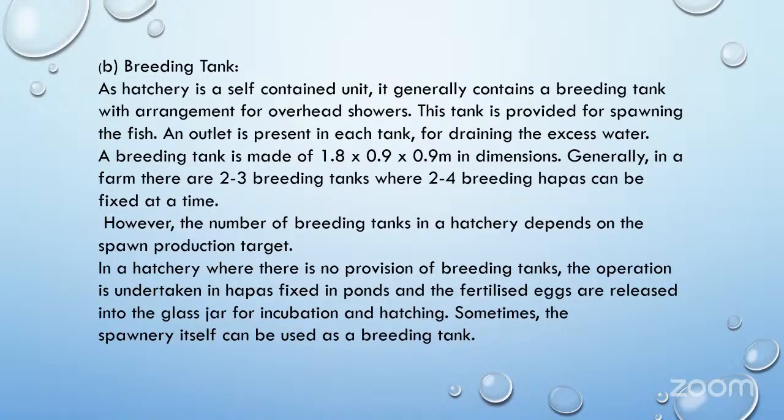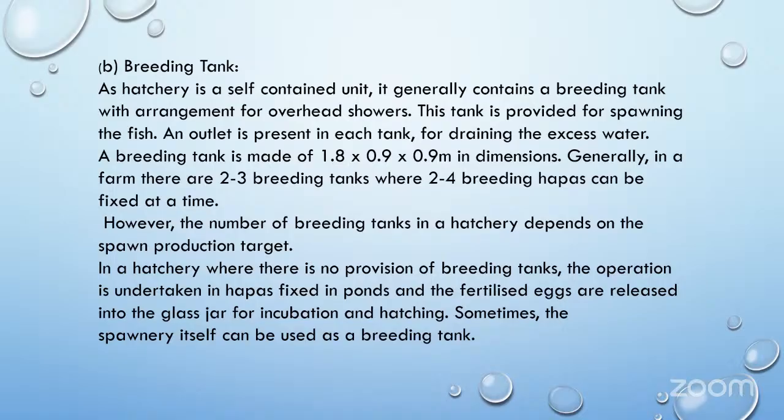A breeding tank is made of 1.8 by 0.9 by 0.9 meters in dimensions. Generally, in a farm, there are 2 to 3 breeding tanks, whereas 2 to 4 breeding hapas can be fixed at a time. However, the number of breeding tanks in a hatchery depends on the spawn production target.